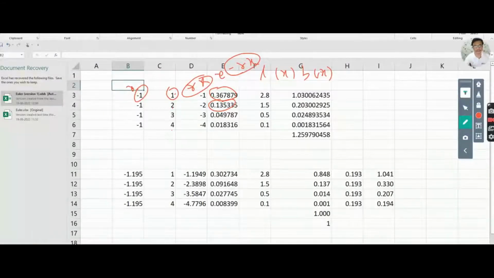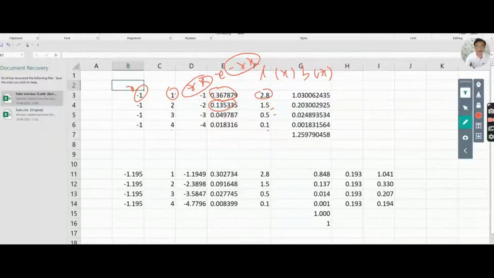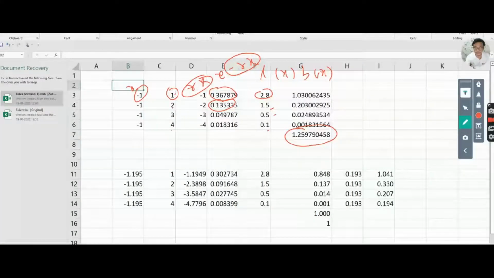Then you multiply with lx bx of these two. You remember 2.80, 1.50, 0.5, 0.1? That was our outcome from the uncorrected one. So when we add all these things, our total is 1.25997 something. Now we have to make it 1.00, which means this excess should go.